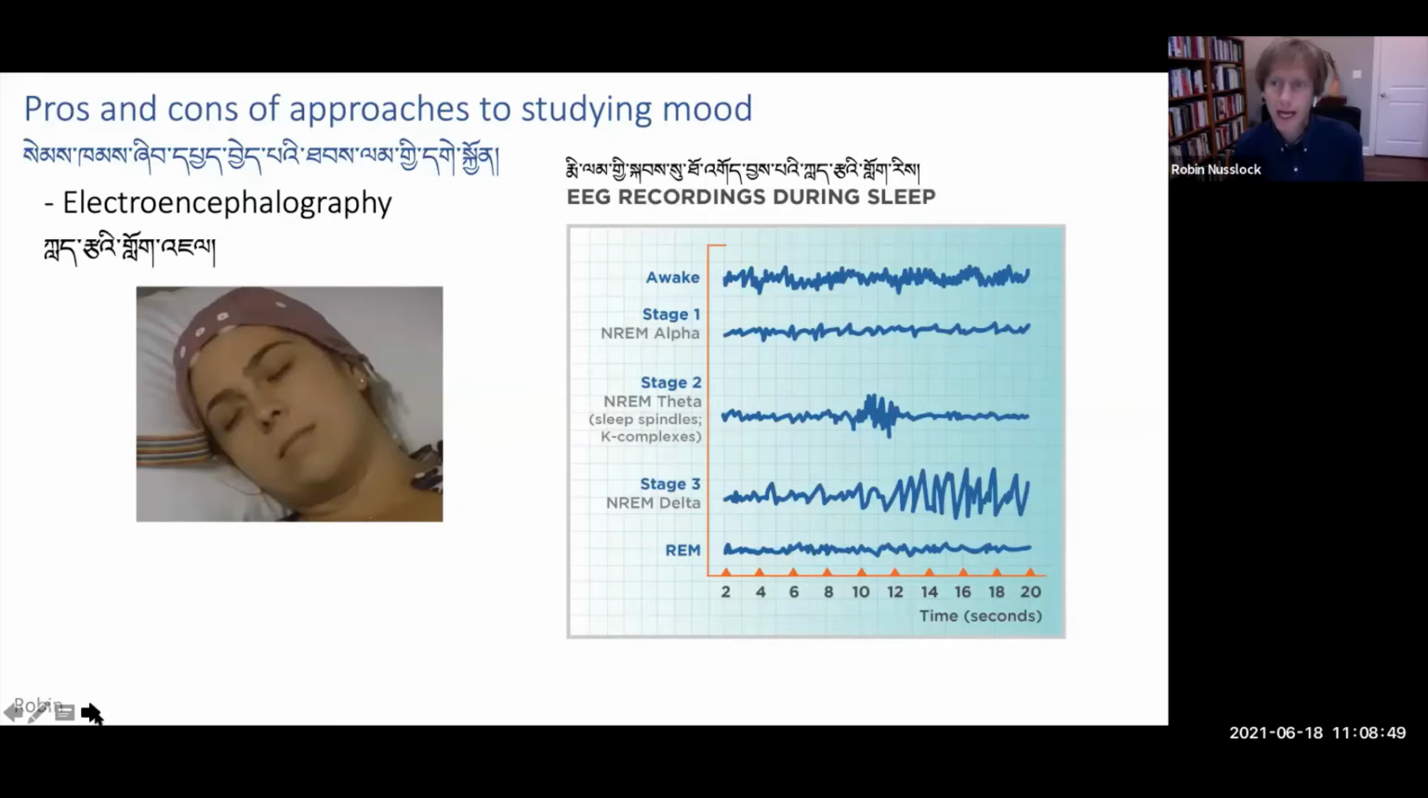And there's very reliable brain signatures or brain profiles of brain activity that correspond to whether somebody's awake or asleep.